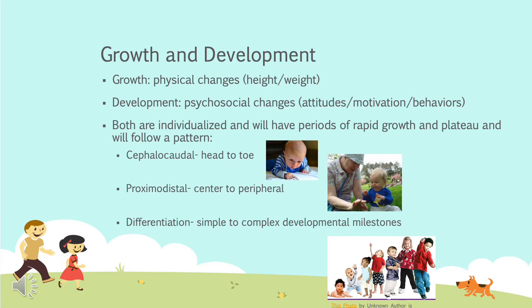Next is differentiation. So this is simple to complex development. That's, you need to learn to crawl before you can walk. You need to learn to walk before you can run. They get more complex as they are mastering and going up in the development.